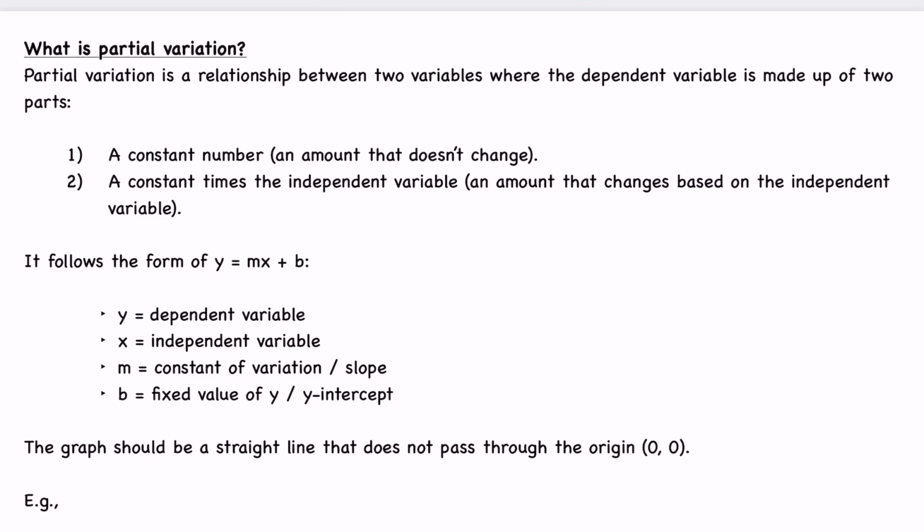So y is the dependent variable, so it's the thing that depends on everything else here. x is the independent variable, so it's the one that you plug in. m is the constant of variation or the slope, so that determines the steepness of the line. And b is the fixed value of y, and is also known as the y-intercept. So that's the constant number that just doesn't change, and you add it to this mx part.